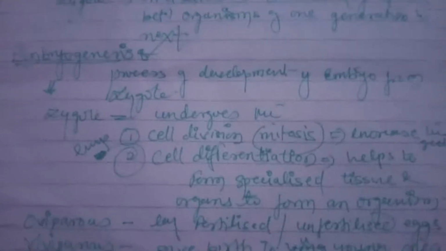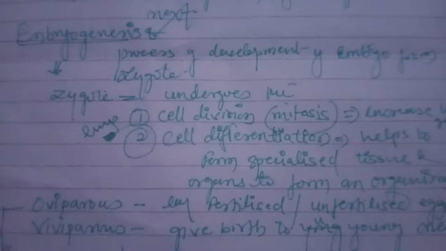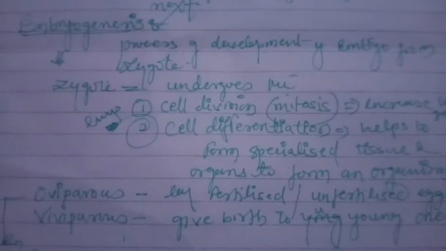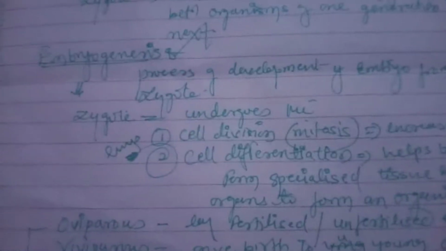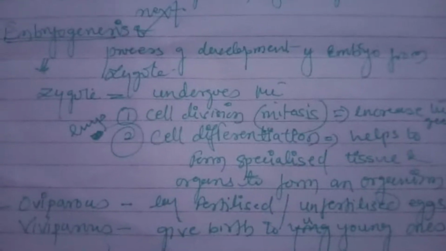They asked one mass question. What did they ask in the 2 mass question? Define embryogenesis and mention the important events which take place in embryogenesis. They asked a 3 mass question. So take down the question: what is embryogenesis and mention the important events which take place in embryogenesis.